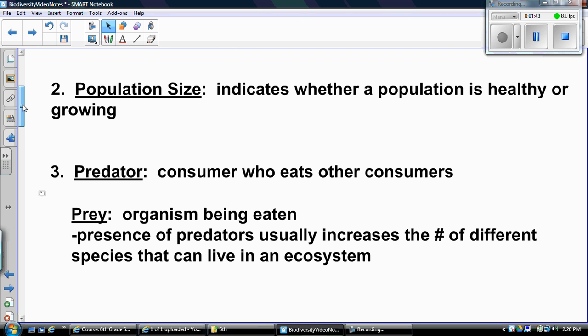Now, population size indicates whether a population is healthy or growing. So if a population is growing, then that means it's healthy. That population has enough resources for their numbers to increase.